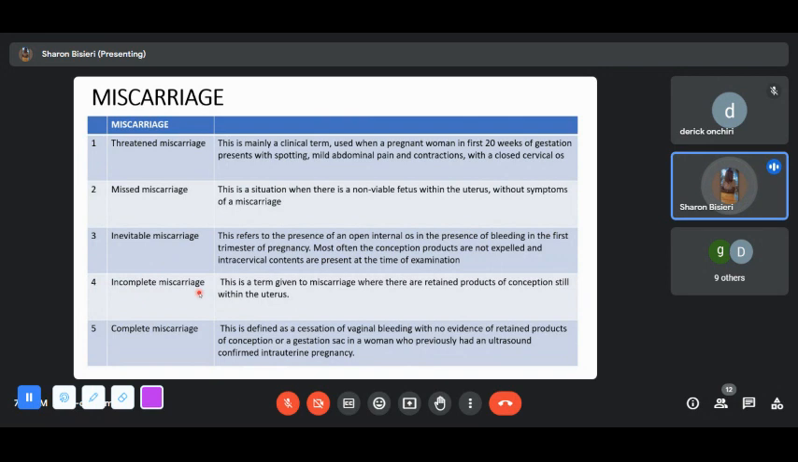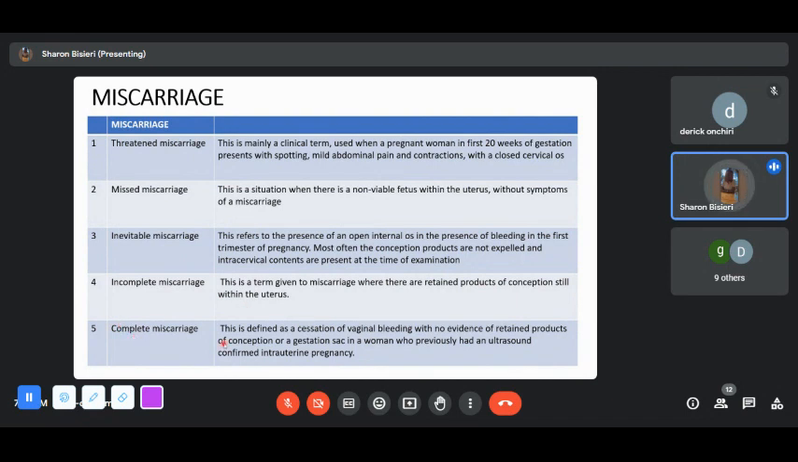For the incomplete miscarriage, that's a term used to describe a case where you have retained products of conception in a patient where the process of miscarriage is progressing. So they've probably had PV bleeding, they've expelled a few of the products of conception, but on doing ultrasonography, there are still a few retained products that you can visualize within the uterus.